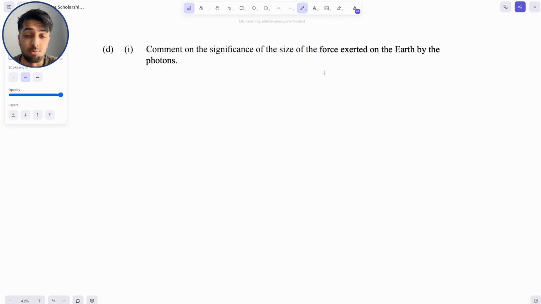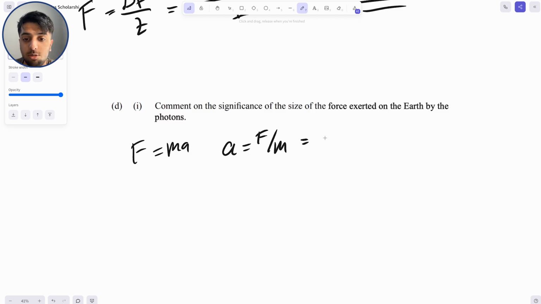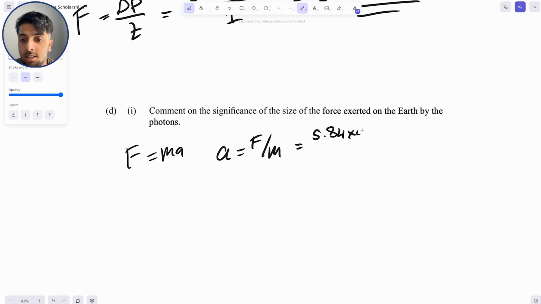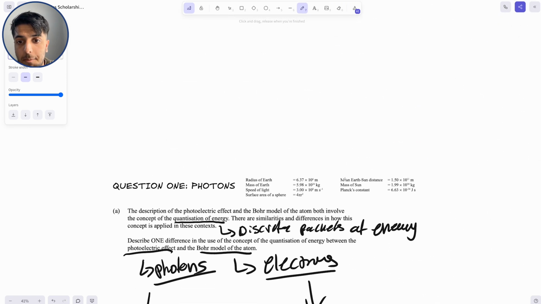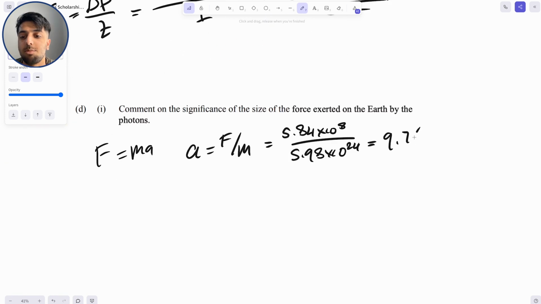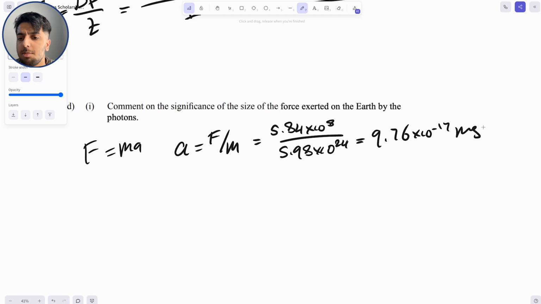For this next question, it relates to the question above: to comment on the significance of the size of the force exerted on the Earth by the photons. For this we can use F is equal to ma, and rearrange it for acceleration. So we take our force, which is 5.84 times 10 to the 8, and put that all over the mass of the Earth, which is 5.98 times 10 to the 24, and we get 9.76 times 10 to the negative 17 meters per second squared.